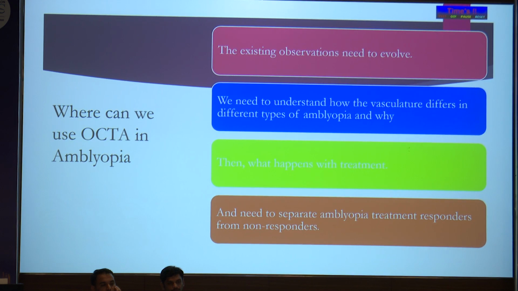However, coming to the lacunae which still exist, we can say that existing observations need to evolve. We need to understand how vasculature differs in different kinds of amblyopia, and why, because the question still remains. And then what happens with treatment, because we have some data, but it's not reproduced, not done on a larger scale. And also we need to find out how treatment responders and non-responders among amblyopes differ.